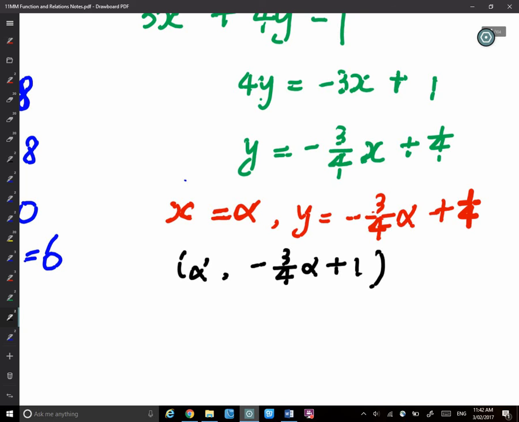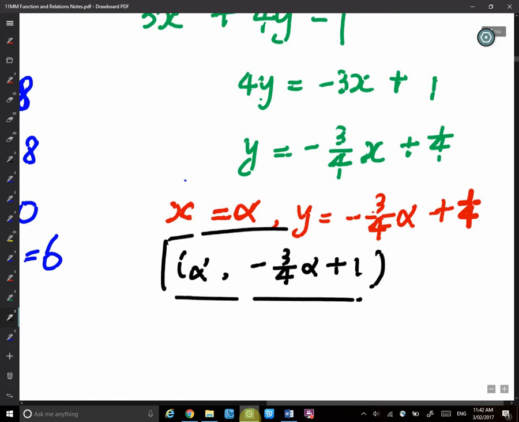That's called the parameter. Use the parameter to describe the solution. You list one coordinate, but according to the change of alpha, you will have infinitely many solutions, right? If alpha changes from 1 to 2, to 4, to 100, you will have infinitely many solutions. So this is the final answer, using the parameter way to represent your solution.